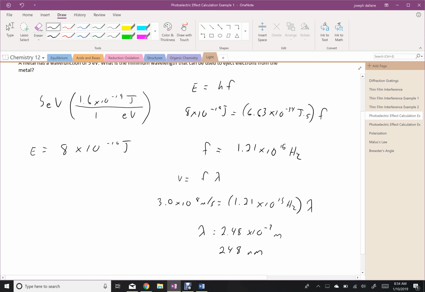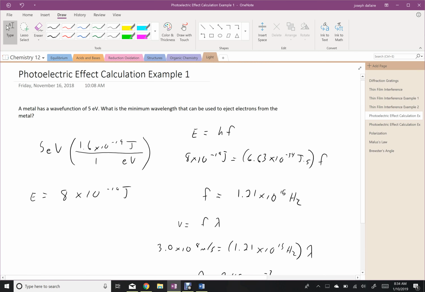So any wavelength longer than that wouldn't work, and once you hit that UV wavelength there, you would see the electrons starting to be ejected from the metal, and as a result you'd see a current.